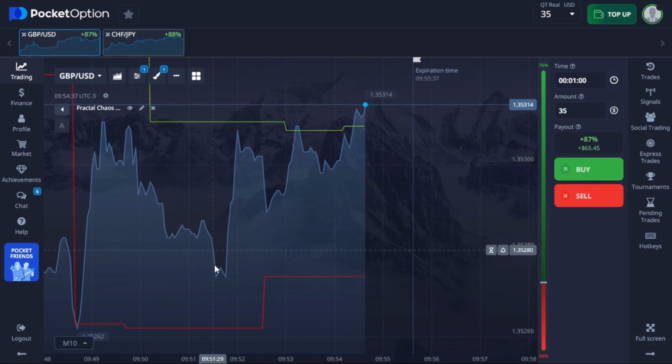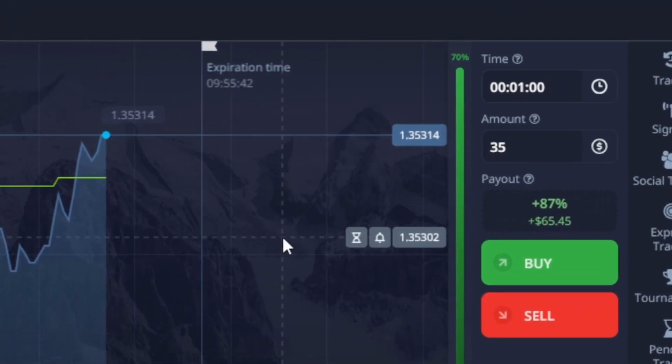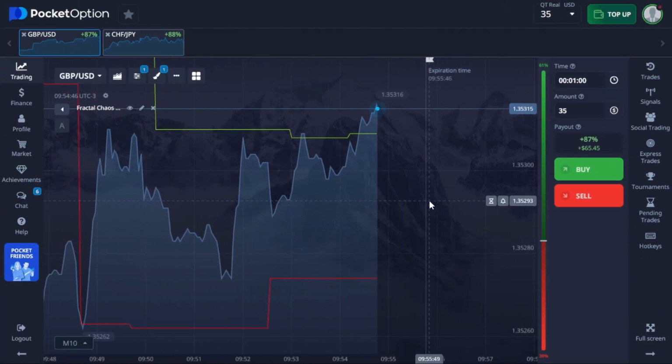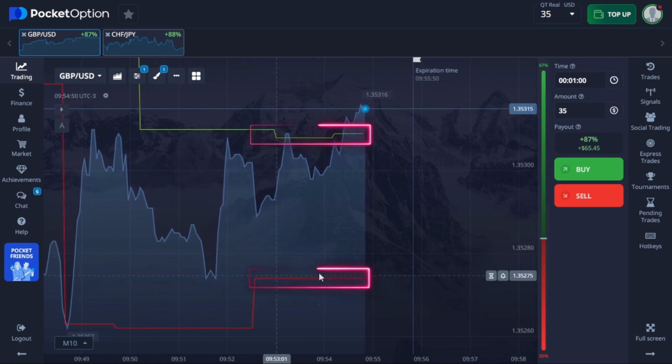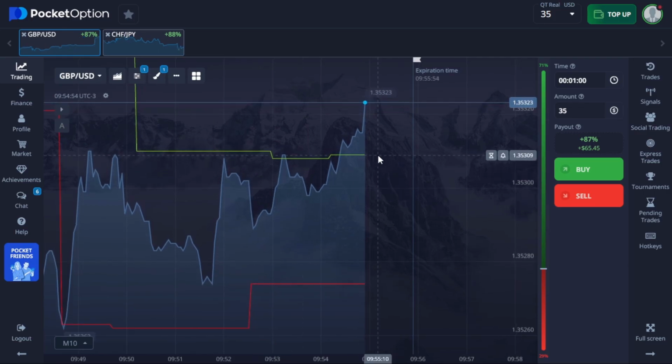I'm going to use 1 minute and an amount of $35 with the Chaos Fractals. What is it about? It's a market support and resistance zone based on lows. If the price breaks that point, the trend will go down, and otherwise it will go up.